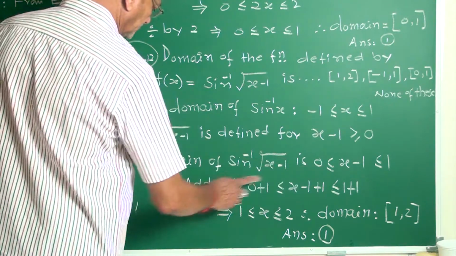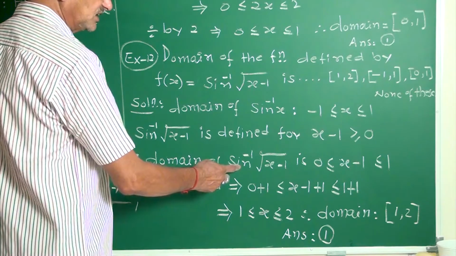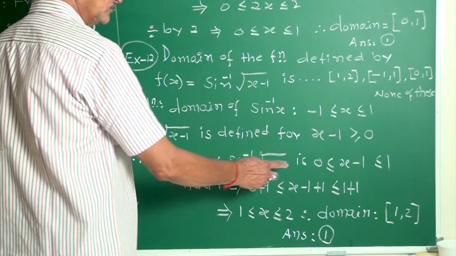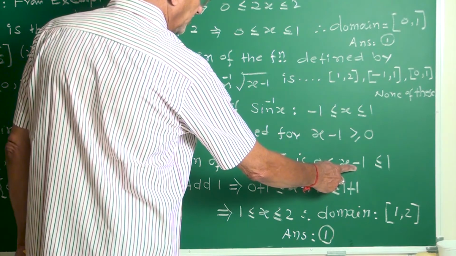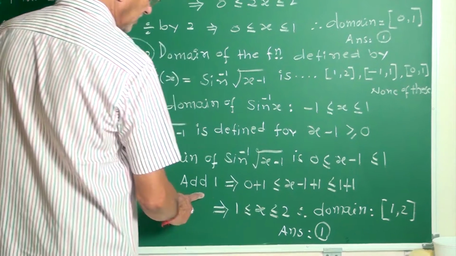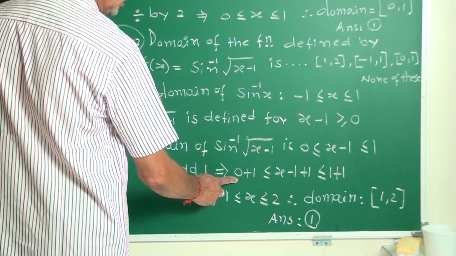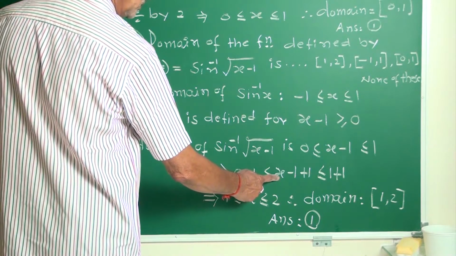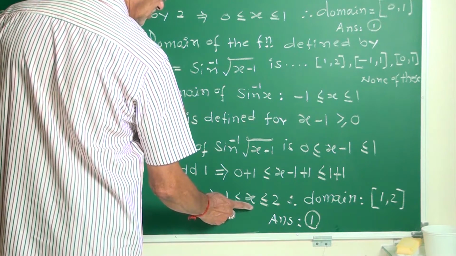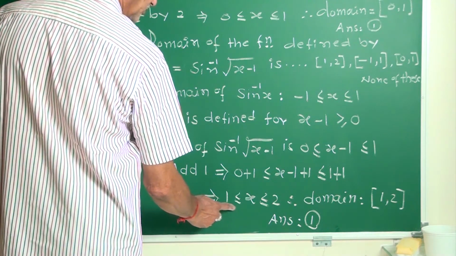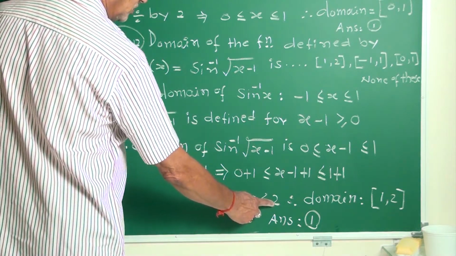Therefore, domain of sin inverse root x minus 1: for the negative it is undefined, it is defined only for the positive, 0 to 1. To eliminate minus 1, add 1. 0 plus 1, x minus 1 plus 1, 1 plus 1. So it is 1, minus 1 plus 1 cancels, it gives x, then 1 plus 1 is 2. Then what about the values of x? It lies between 1 and 2. Therefore, required domain is closed interval 1 to 2.